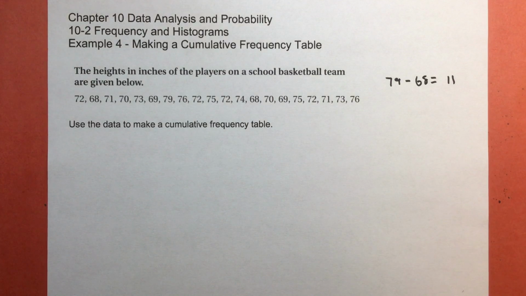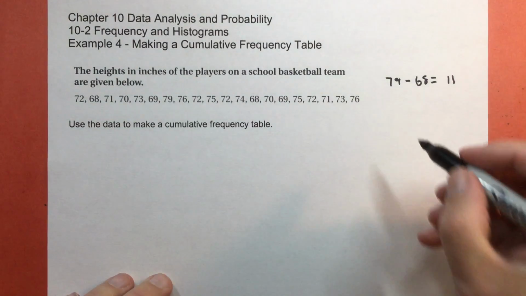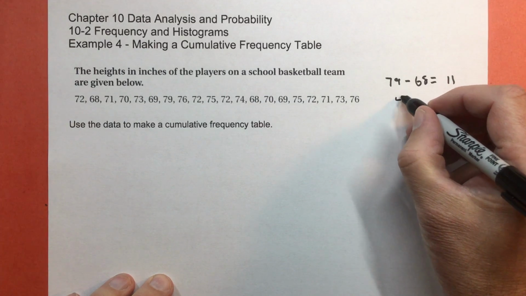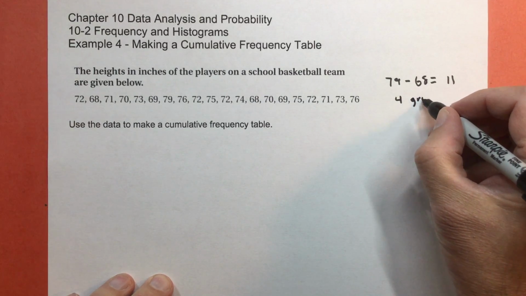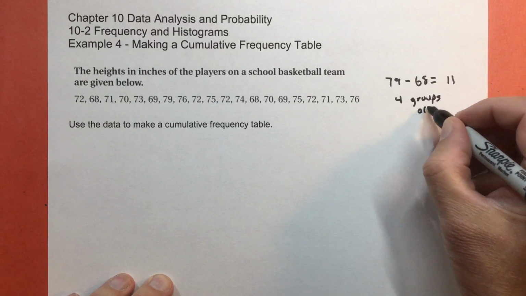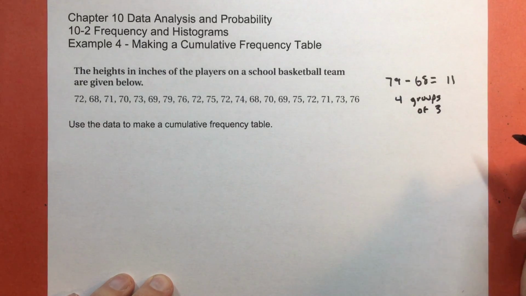In this case, since that's not a big range, I can play with it a little bit. I can do 5 groups, but that would be only 2 heights in each one. That's probably not enough. But 3 times 4 is 12, that'll cover it. So I'm going to do 4 intervals of 3 measurements.